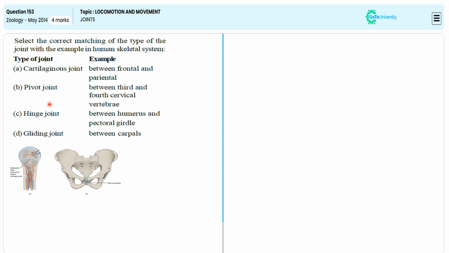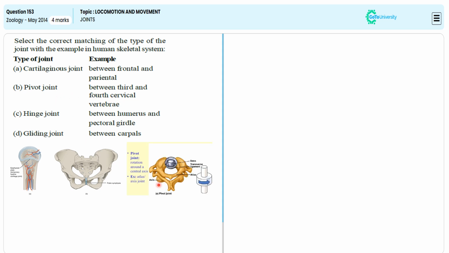Why are we avoiding pivotal joint? Because this joint is exactly present between the atlas and axis but not between the third and fourth cervical vertebra. Atlas and axis denote the first and second cervical vertebra. There we are observing the pivotal joint but not between the third and fourth. So we are avoiding option B.